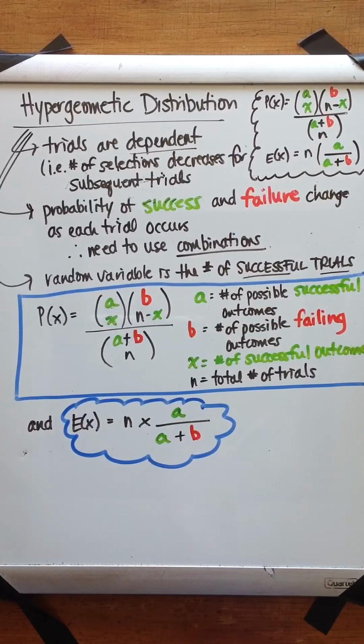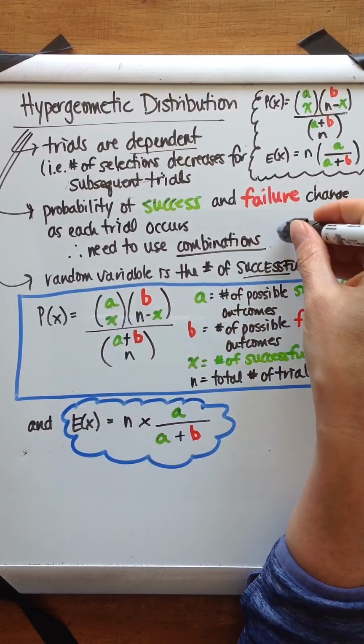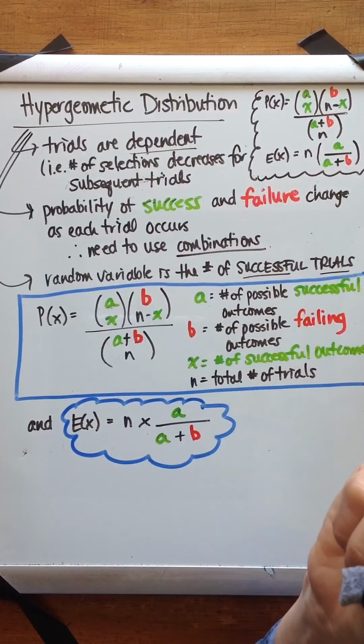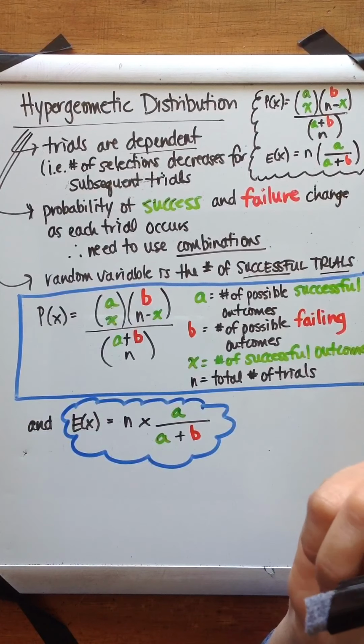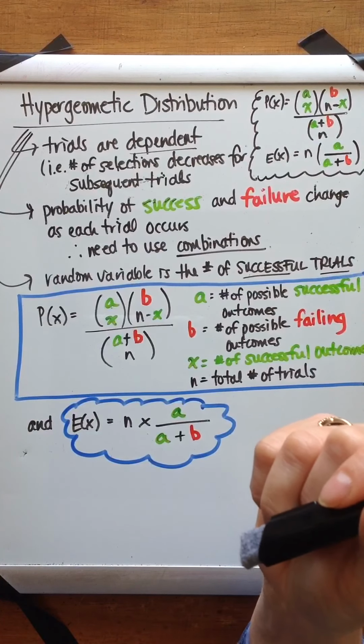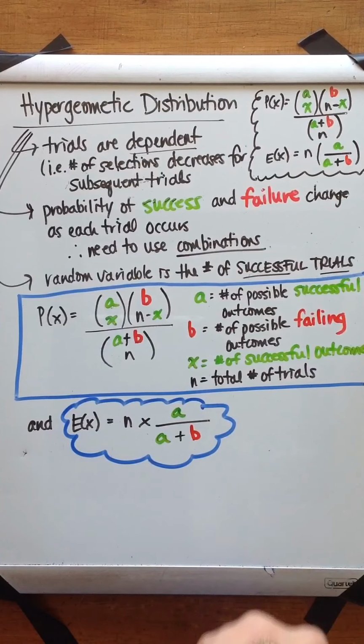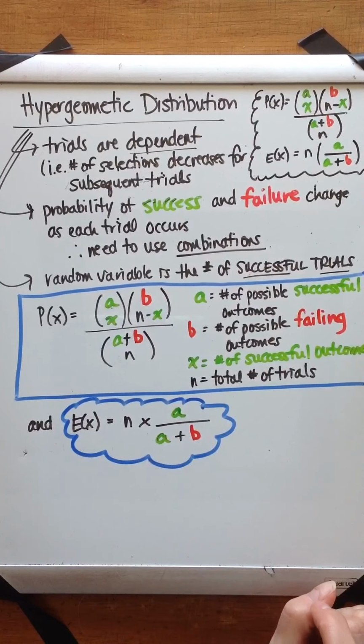And because of this changing probability from one trial to the next, or from one outcome to a different type of outcome, we need to use combinations in our mathematics and our calculations. For a hypergeometric distribution, the random variable x will be defined as the number of successful trials. So it's not about a waiting period, it's about how many times you get the outcome that you want.